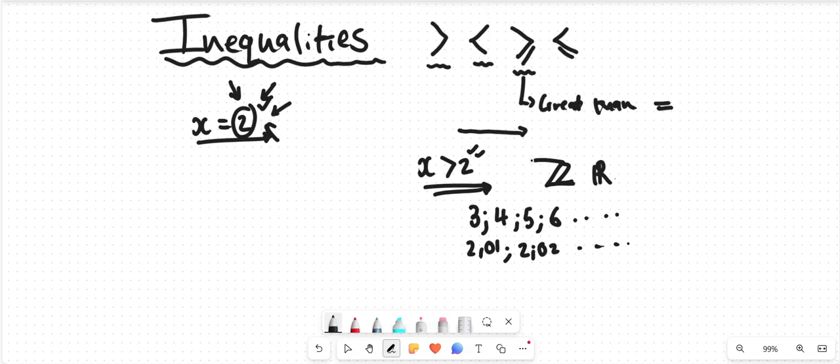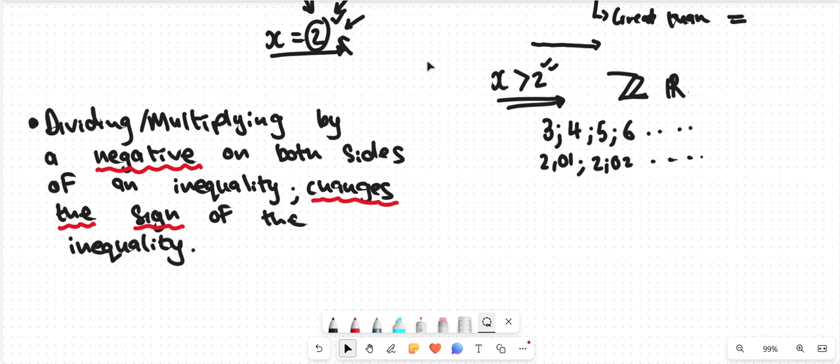But before we go there, there's a golden rule that we need to remember when you're solving these. And this is the golden rule. When we're dividing or multiplying by a negative on both sides of an inequality, the sign needs to change. This changes the sign of the inequality. That's the conclusion here, that if we're multiplying or dividing by a negative on both sides of an inequality, this changes the sign of the inequality.